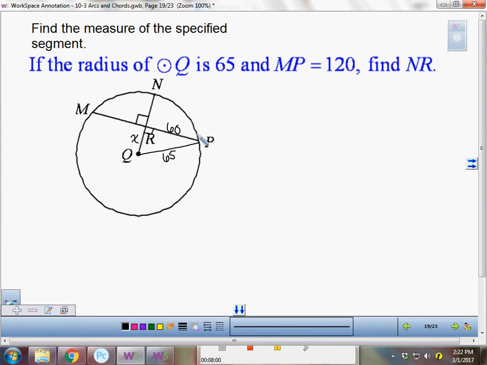All right? So I know that QR, which is this leg over here, is equal to the square root of my hypotenuse squared minus 60 squared. So I know that that little piece is equal to 25.